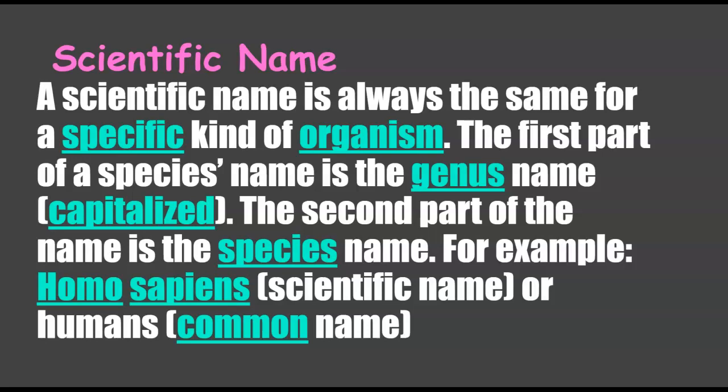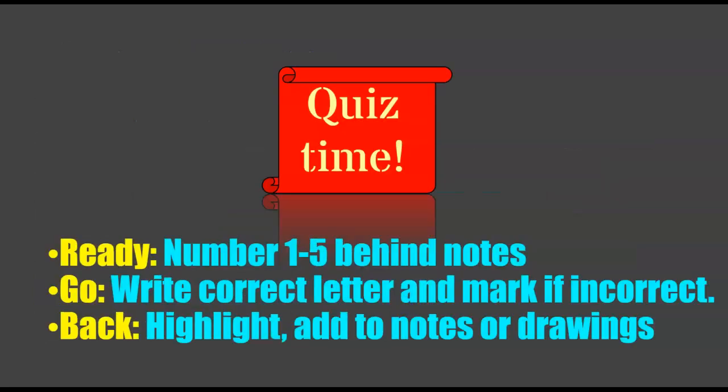Like for us humans, our genus is called Homo. And then the second part of the name is your species. So our genus is Homo, our species is sapien. Putting it together, we're Homo sapien. That is our scientific name. Now, our common name, like how I said frog and rabbit and even human, those are common names, not our scientific. All right, let's go to the quiz.